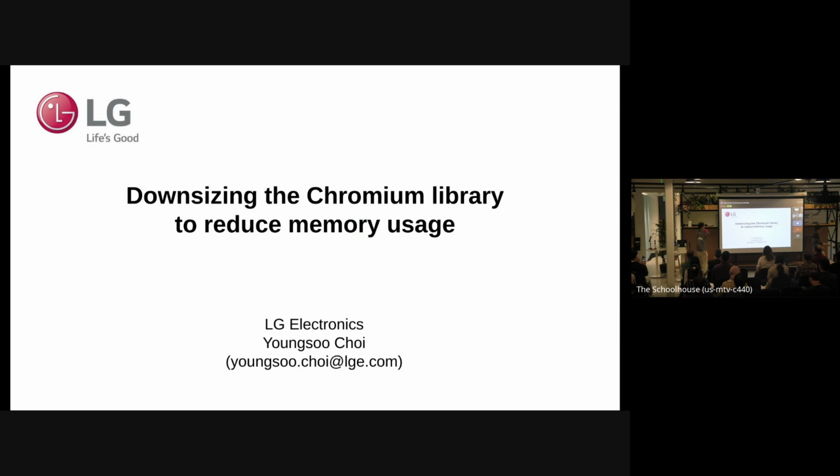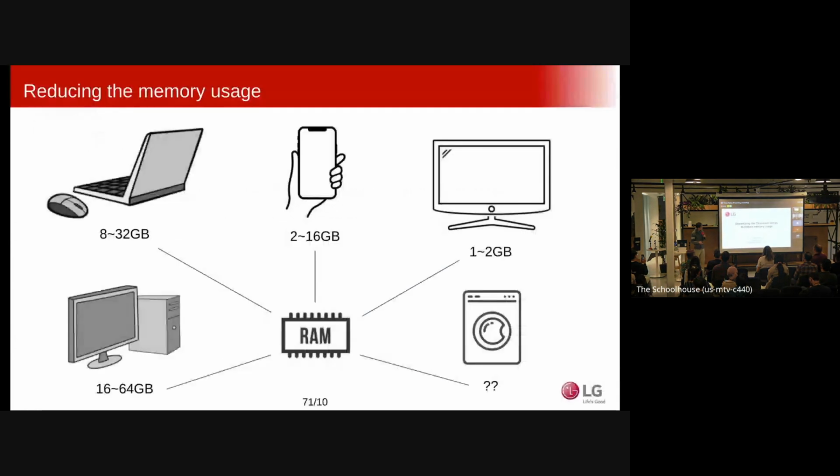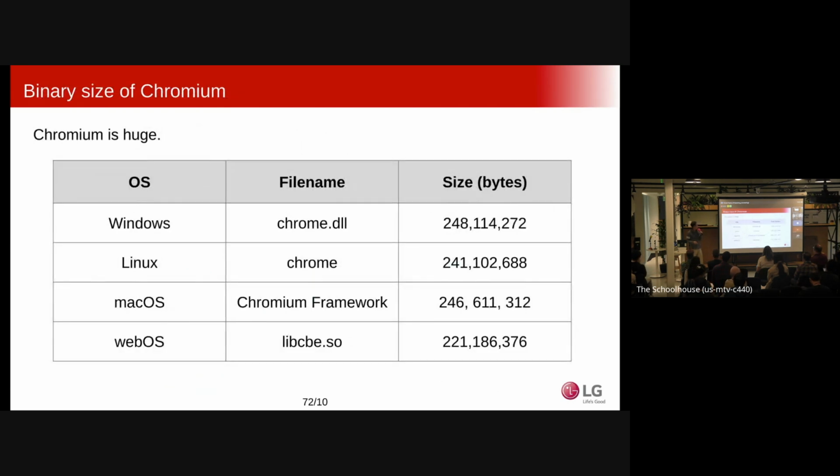Okay, I'm Young-Soo Choi from Samsung Electronics. I'm going to talk about how we reduce the memory usage by downsizing the Chromium library. These days, most devices have plenty of RAM, but embedded devices like smart TVs still have less memory. The problem is that Chromium is huge, and you can see that the Chromium library size is more than 200 megabytes.